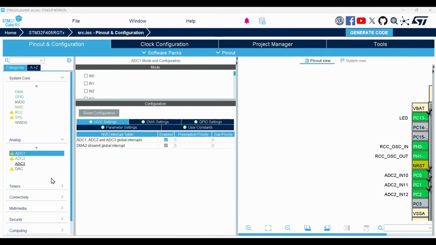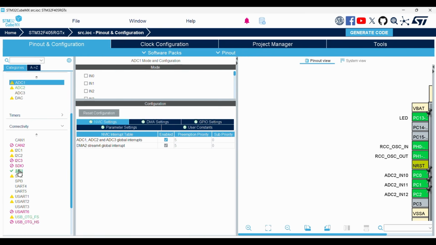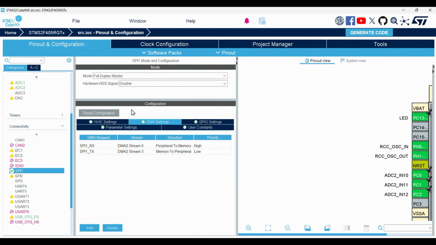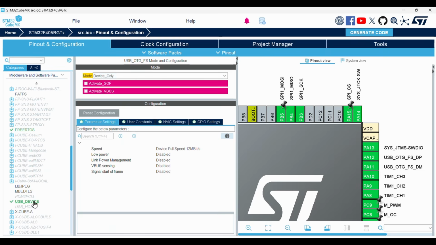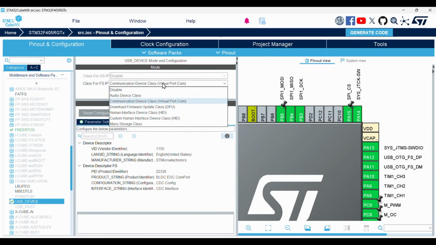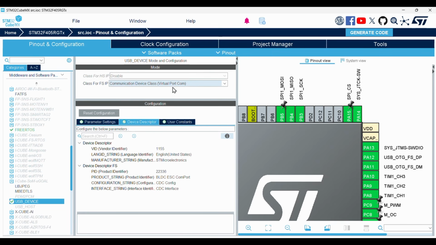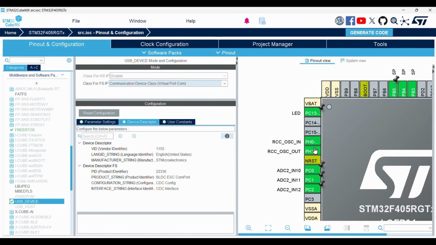To read the rotor angle, SPI1 is used to communicate with the AS5047, and DMA is enabled to make angle reading faster and reduce CPU load. I also use the USB CDC feature for communication with the PC, such as monitoring motor signals and tuning control parameters. Therefore, an external crystal is required for USB to function.